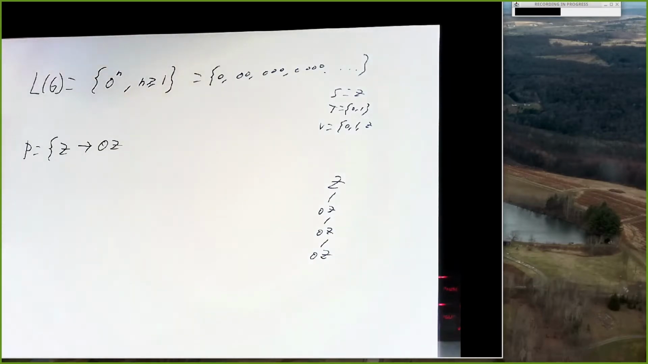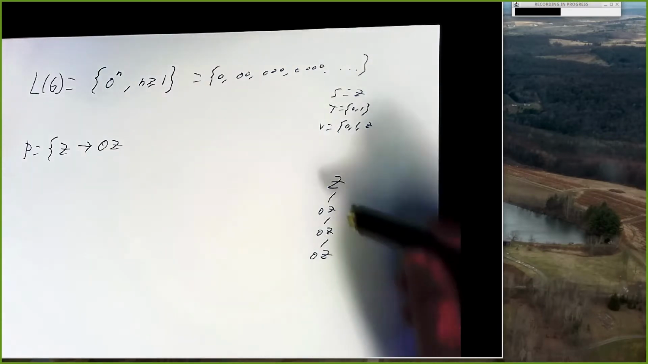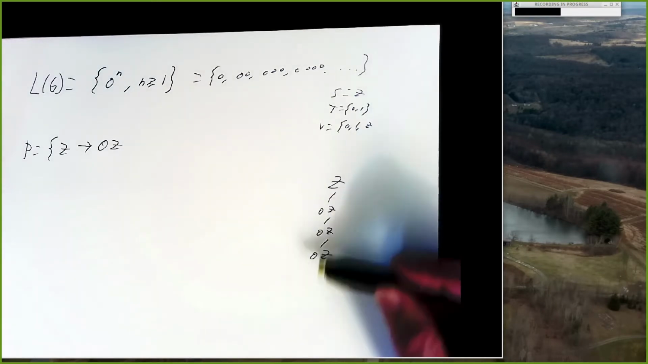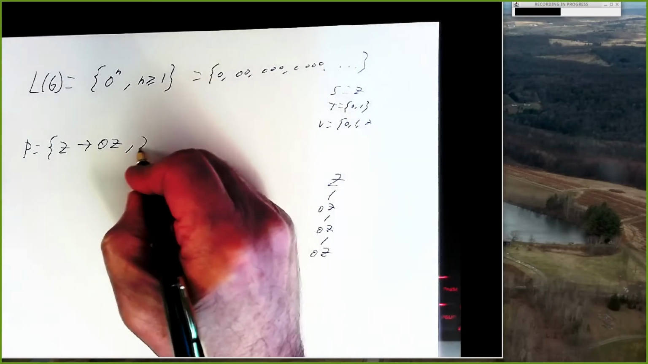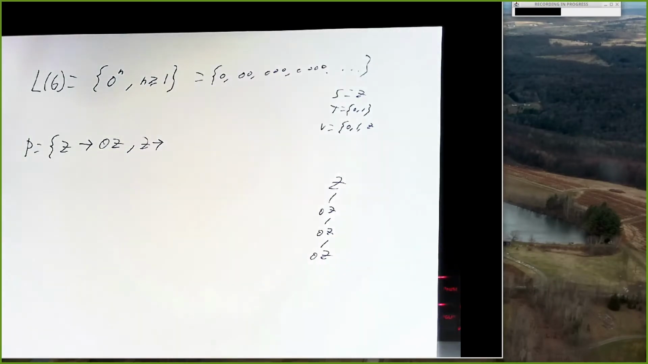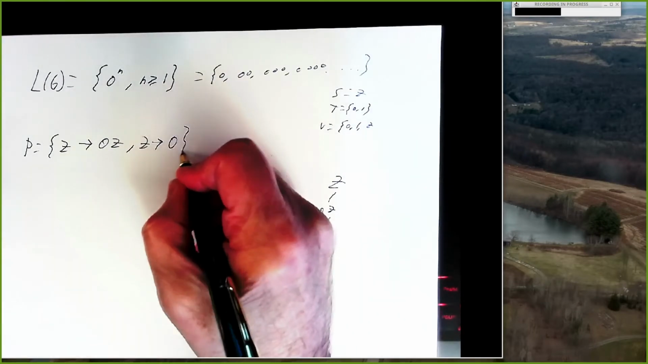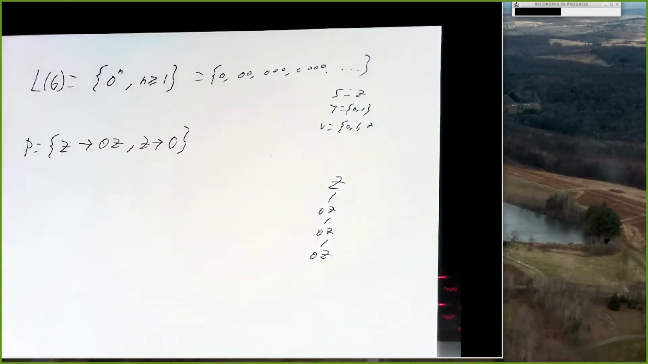And we want one more rule in here to make sure that this chain of derivations eventually stops. So what's another thing that Z could go to? It could just go into 0. You got it. There's a perfect set of production rules.